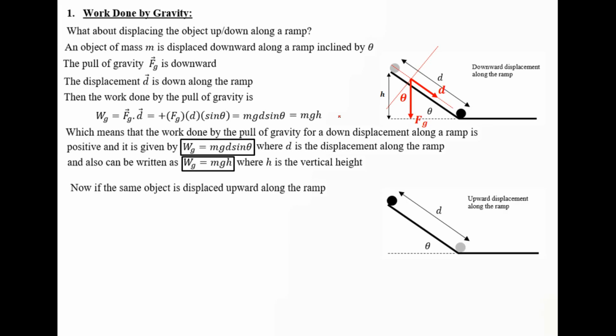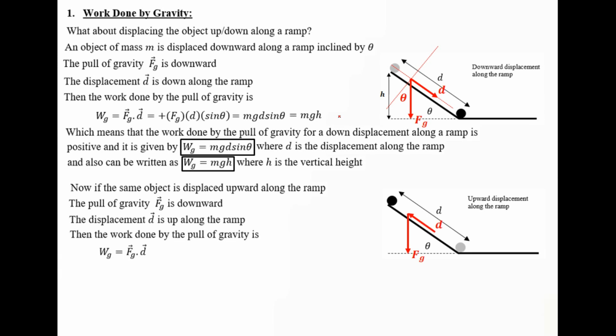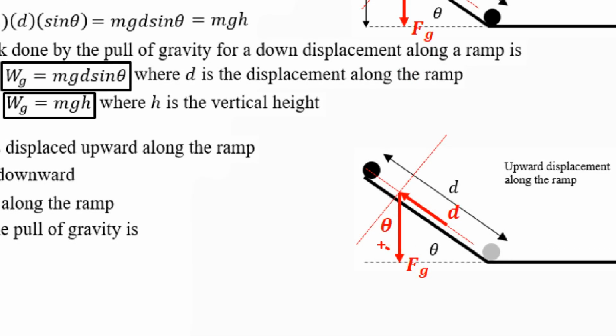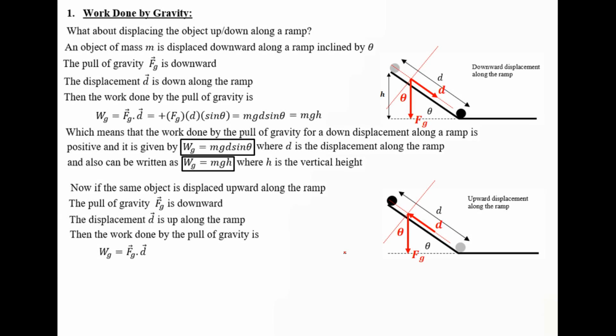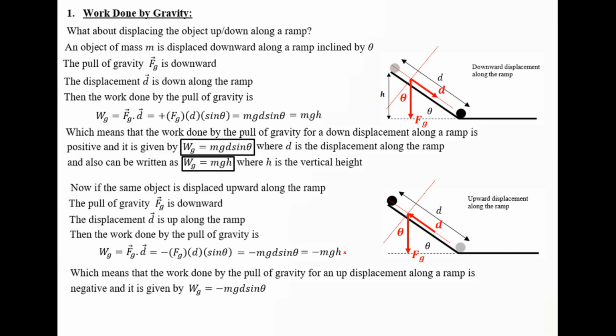Now if the same object is displaced upward along the ramp, the pull of gravity is down and the displacement is up. Then the work done by the pull of gravity would be the projection of Fg along d. Now this would be the angle theta, so that would be the cosine and that would be the sine. But in this case we need to utilize a minus sign because the pull of gravity is acting opposite to the displacement, and that would be minus mgd sine theta, which is minus mgh, where h would be the vertical height. This means that the work done by the pull of gravity for an upward displacement along a ramp is negative, and it's given by minus mgd sine theta, where d is the displacement along the ramp.